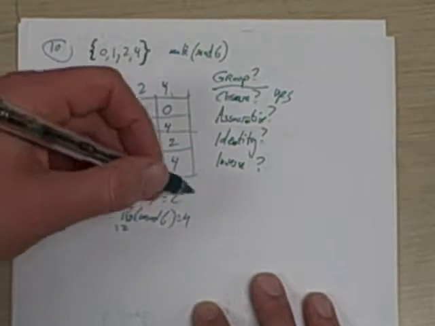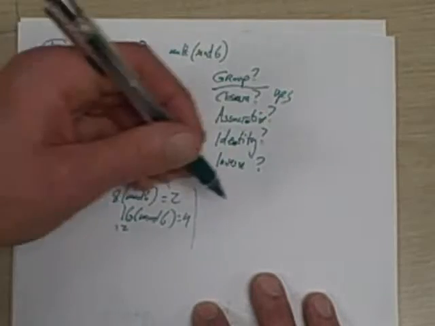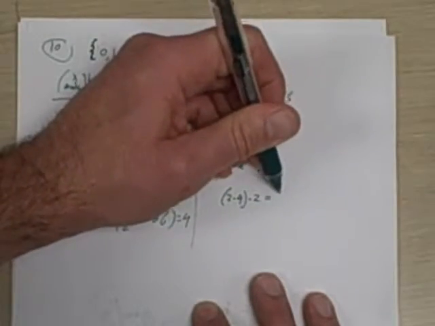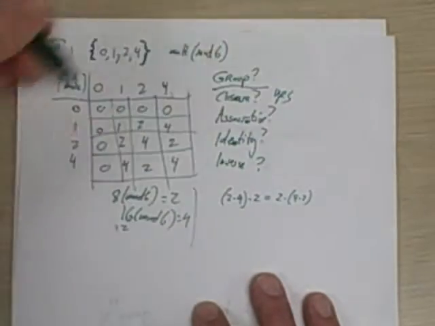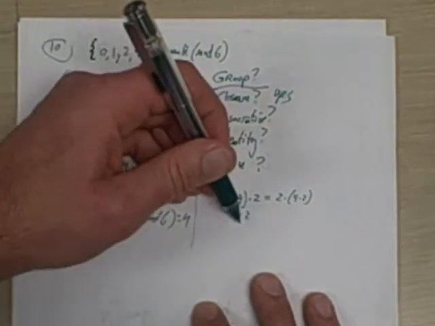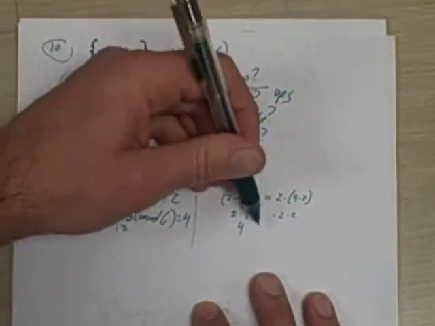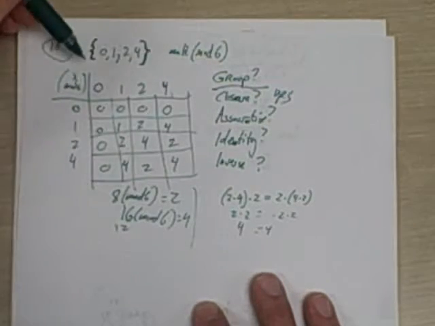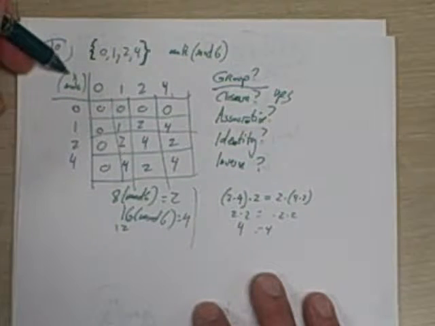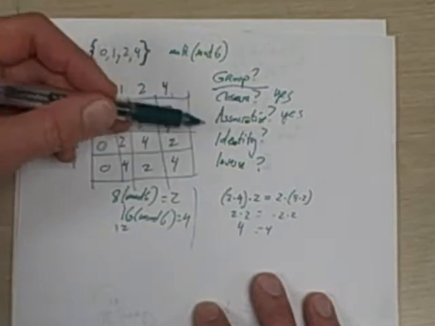Is it associative? In other words, the way that you associate things with the operation, does that change your answer? So for example, if I go 2 times 4 times 2, I'll get the same answer either way. Notice in this case, 2 times 4 is 2, 2 times 2 is 4, 4 times 2 is 2, 2 times 2 is 4. Yep. I could go through and check every element, but this is multiplication. I know multiplication's associative under modulo. So yeah, it's associative.